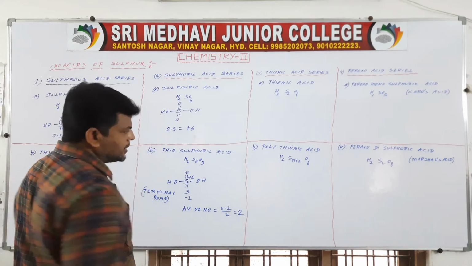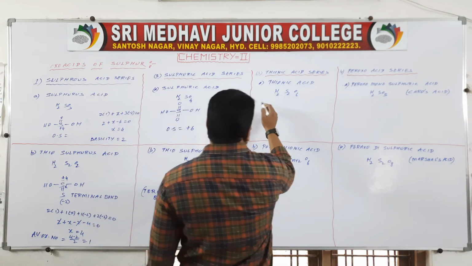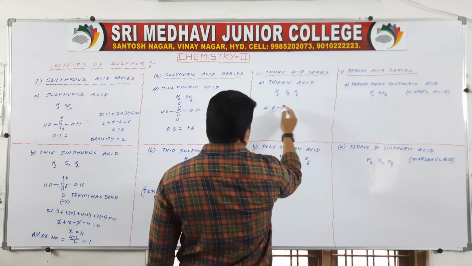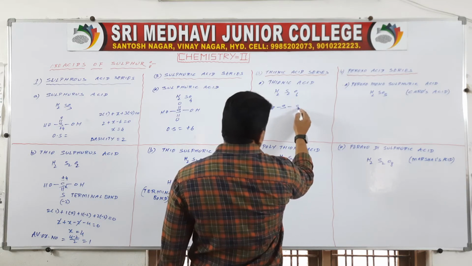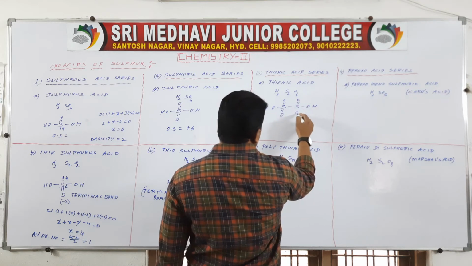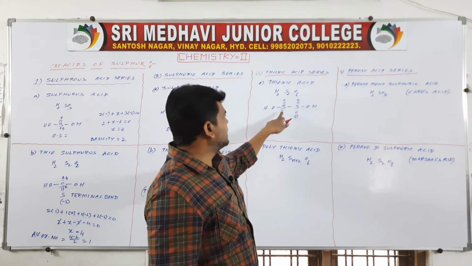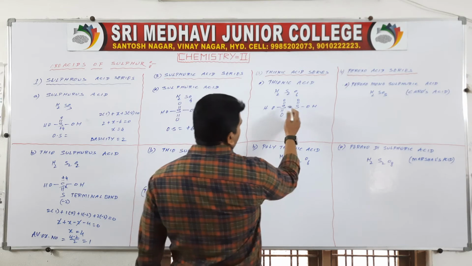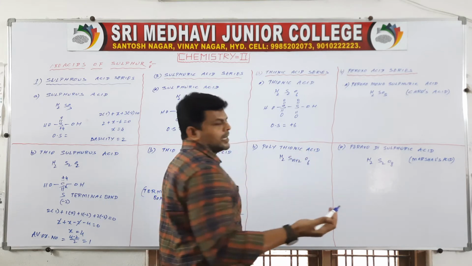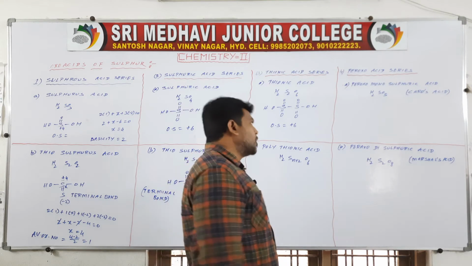It is also basicity 2. Basicity 2 for all molecules. So here the structure: S, OH, double bond O, double bond O, double bond O, double bond O. 1, 2, 3, 4, 5, 6 oxygens, 2 sulfurs. So here it has oxidation state equal to plus 6. So the average is also plus 6. Why? Because the 2 sulfurs have equal bonds.